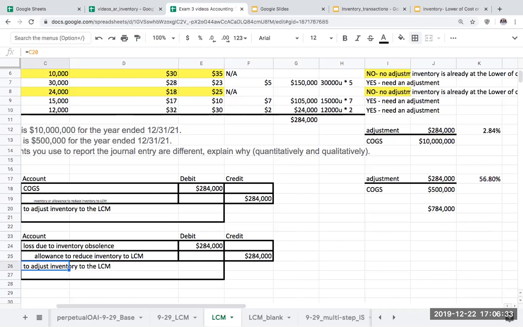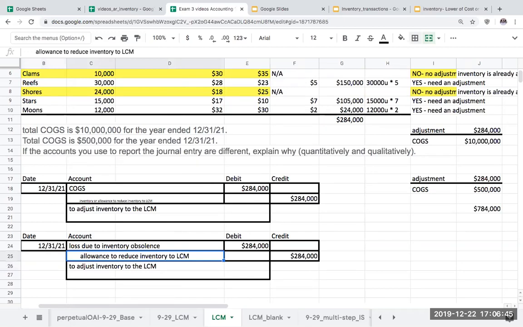Remember, the investor thinks about cost of goods sold as what that item actually cost when you had a sale. So that's why in this case right here, we're going to have to put it to loss due to inventory obsolescence or a similar category. Again, it changes because the total amount of cost of goods sold is different.